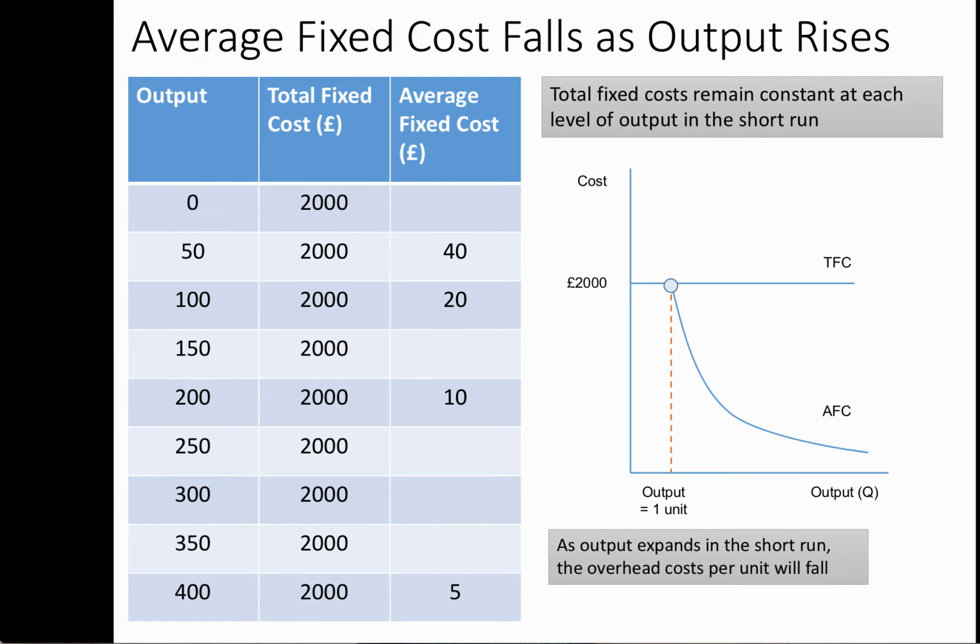We can show this diagrammatically. The total fixed cost curve is a straight line. The average fixed cost curve is asymptotic, falling across the range of output. It will equal total fixed cost when output is 1 unit and then keep falling. This is known as spreading the overheads.